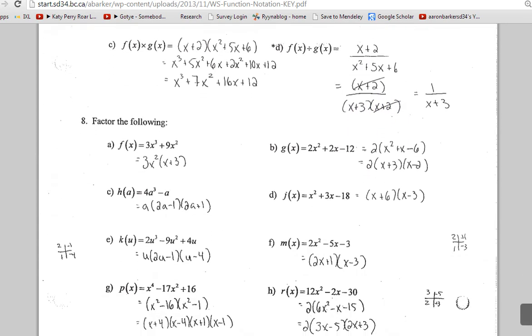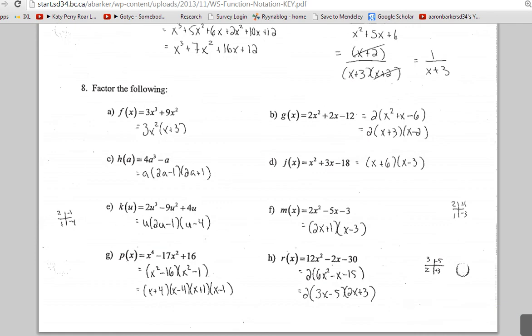Number 8, this is all factoring. You can just cross off the function and just factor it. Don't worry about that g of x or j of x or anything like that. So take out a GCF. Take out a GCF and then trinomial. Take out a GCF, difference of squares. Simple trinomial, sum product. GCF and then sum product.